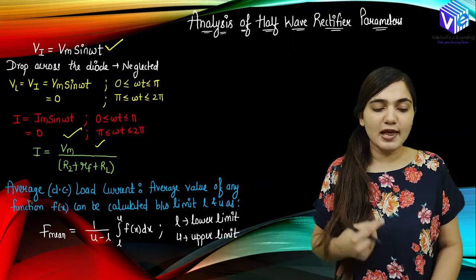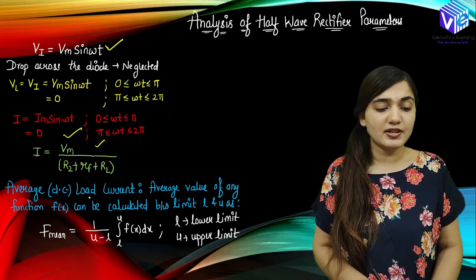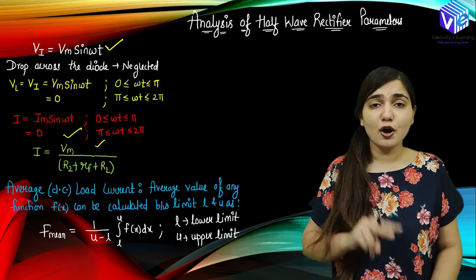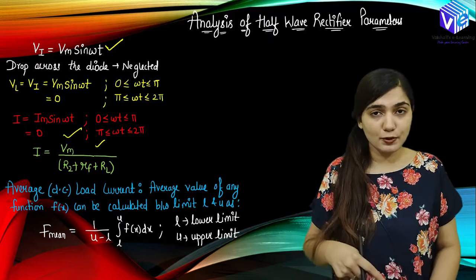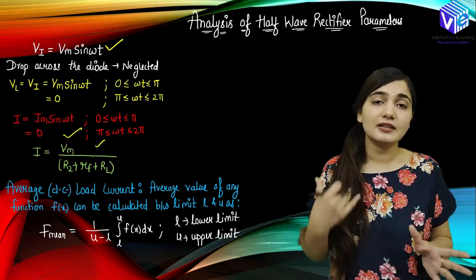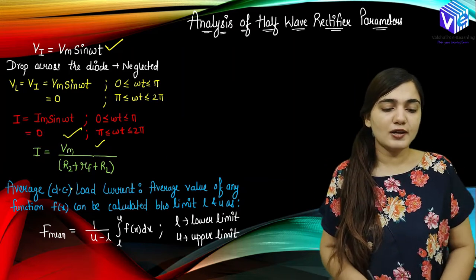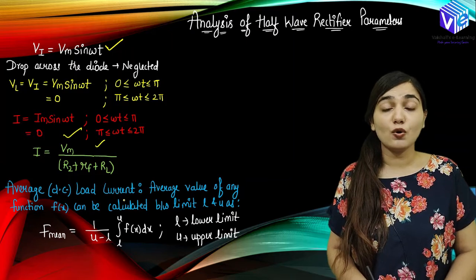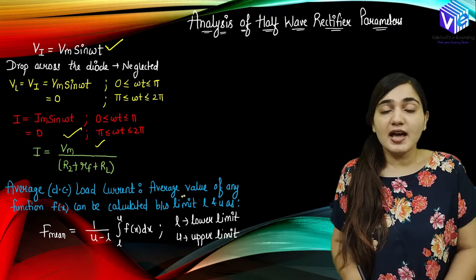Now we have to calculate two parameters, the average DC load current and the RMS load current. We are going to talk about both of these things in today's video only. We are going to talk about the next parameters in the next video, right? So first of all, let's talk about the average DC load current. What would be the average DC load current at the output? So what is the average current?